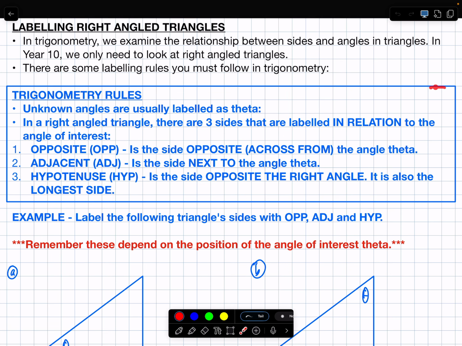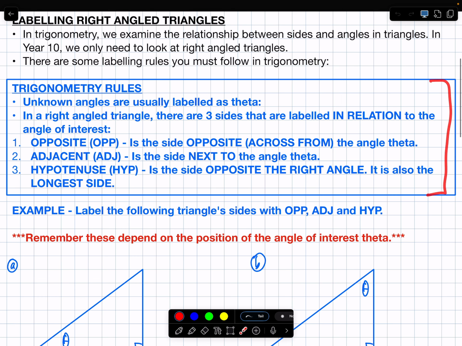So this is where I believe your notes should start. Trigonometry rules. Unknown angles are usually labeled as theta. Does anyone remember from last year what theta looked like? What the symbol theta looked like? An oval with a line through it.